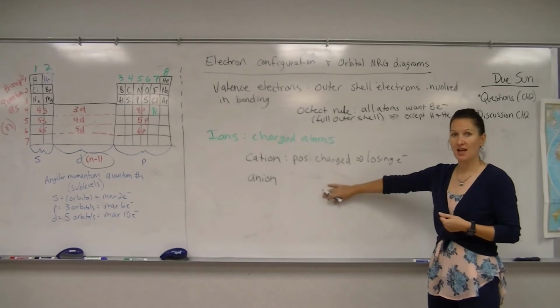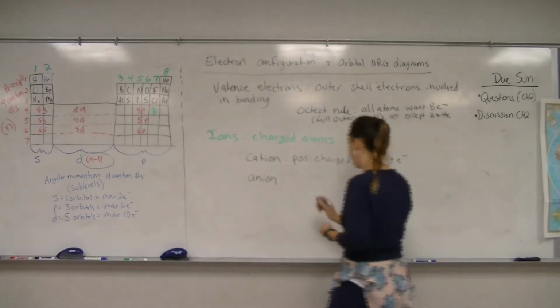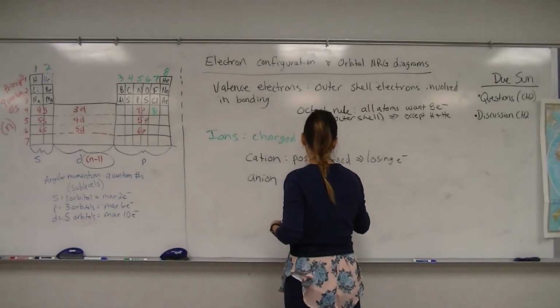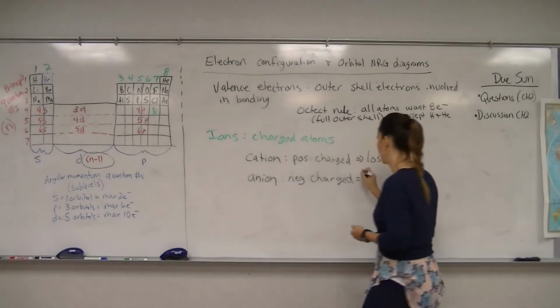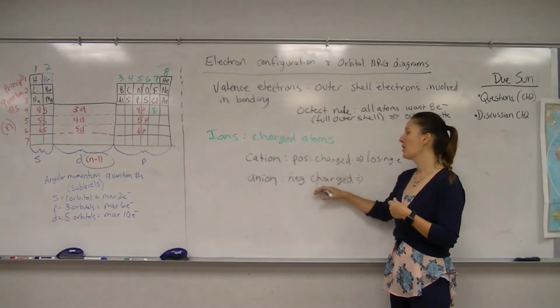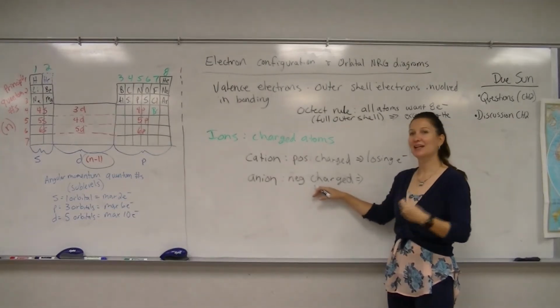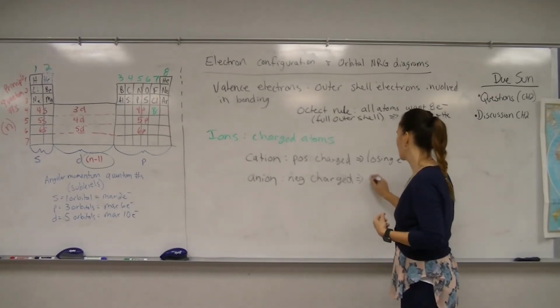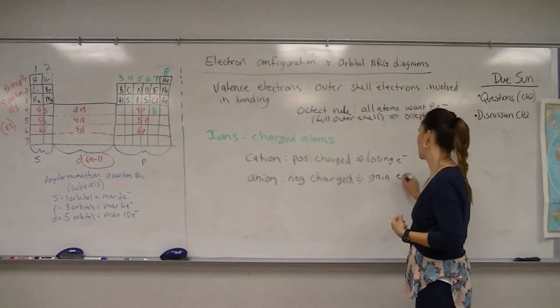Okay? So with an anion, you can guess what that's going to be. That's going to be the negative version. So now, negative is gaining something. So it's the opposite of what you would think. But it's gaining a negative electron. So if you gain a negative, you're going to become negative. So this is gaining a negatively charged electron.